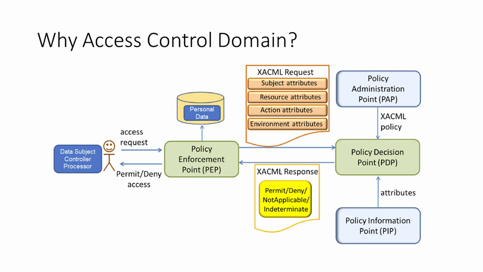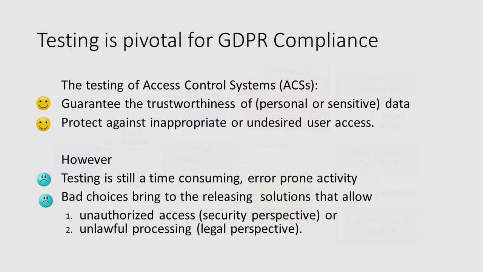Access control systems aim to ensure that only the intended subjects, for instance controller and processor, can access the protected data, such as personal data, and get the permission levels required to accomplish their tasks and no more. Due to their role, the testing of access control systems represents a key activity to guarantee the trustworthiness of data and protect information technology systems against inappropriate or undesired user access.